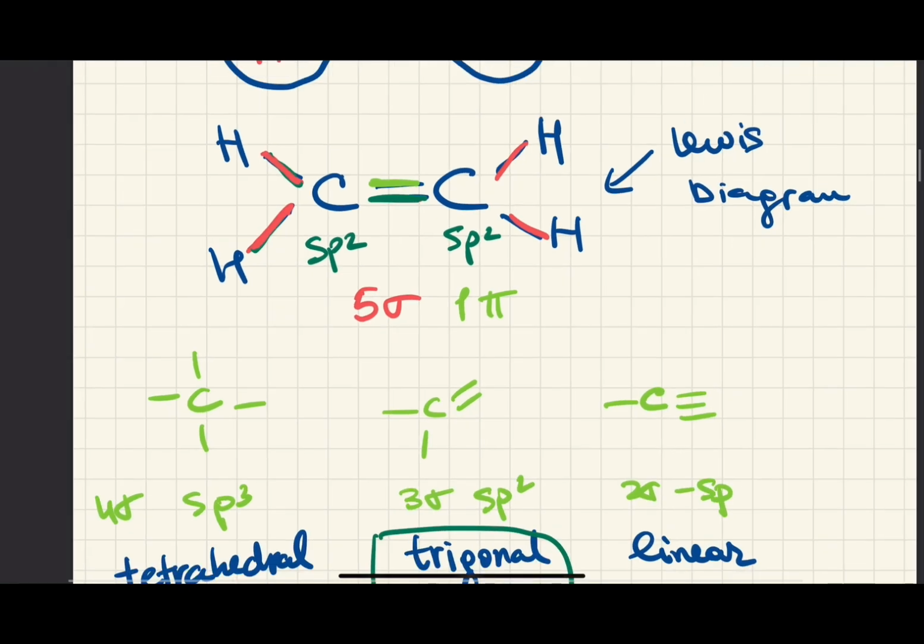We know that hydrogen has only 1s1, right? So this bond that is made in here, this sigma, is made from 1s of hydrogen and sp2 of carbon. And then this bond in here is made the same way, 1s of hydrogen and sp2 of carbon.